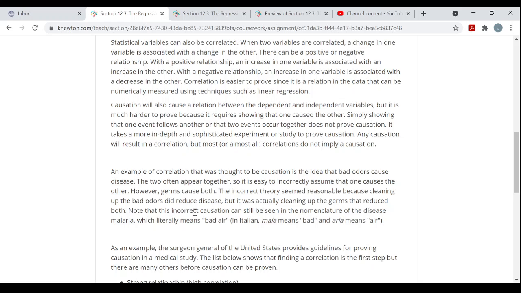Note that this incorrect causation can still be seen in the nomenclature, or the way that they name things, of the disease malaria, which literally means bad air in Italian.